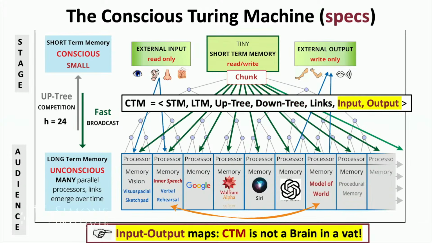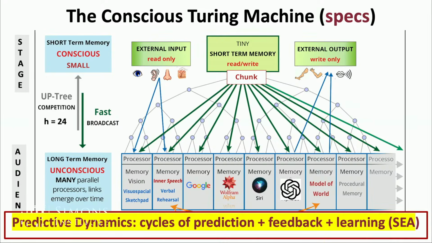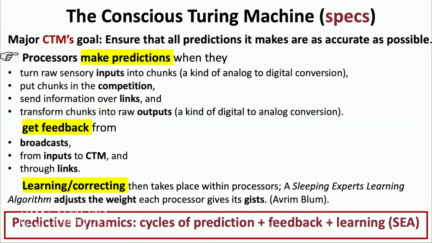Okay. So now finally, I want to tell you the input-output maps. The CTM is not a brain in a vat. This is very important for us. It has input maps which take information from the external world through sensors to input processors, sensory processors. And it has output processors that give information to actuators that can affect the outside world. There's a lot of what we call predictive dynamics here. There are cycles of prediction, feedback, and learning in the CTM. I won't go into details, but processors make predictions, for example, when they put chunks into the competition. They get feedback, for example from broadcasts, and then there's learning happening within the processors themselves. So there is this dynamic, which we call predictive dynamics.